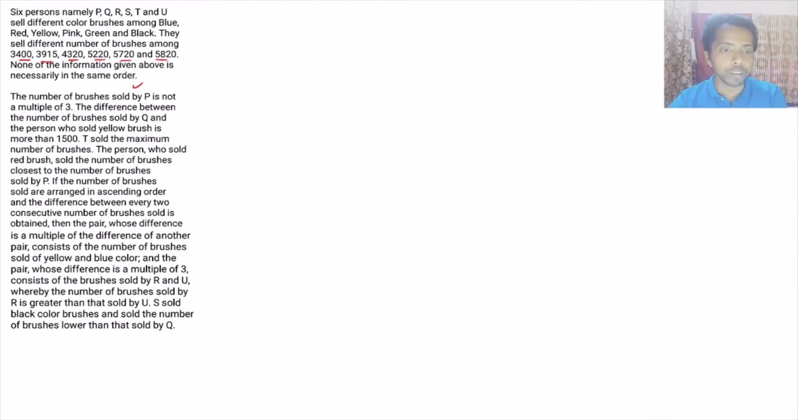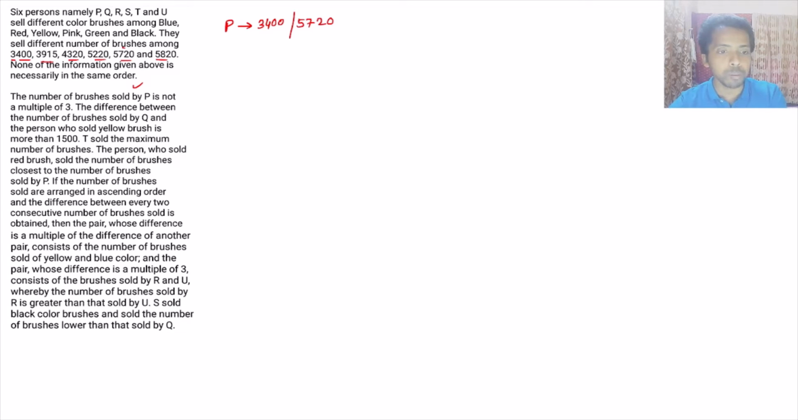Now the number of brushes sold by P is not a multiple of 3. See which numbers are multiples of 3. 3, 4, no. This can be a possible choice. 3, 9, 5, 10, 15, 18, no. 4, 7, 9, no. This is also 9. This is 14. Yeah, this can be 5, 8, 2, 0, no. So possible number of brushes with P, that is 3400 or 5720.